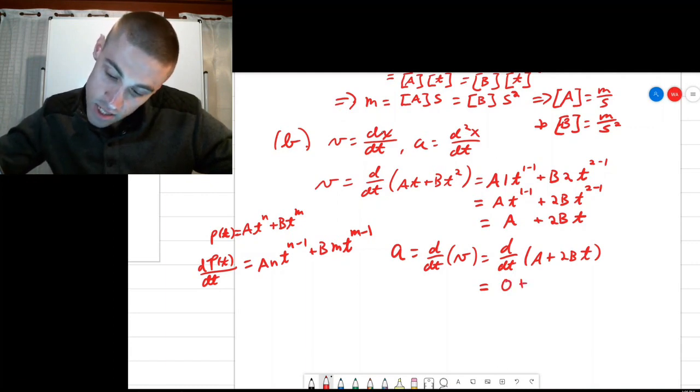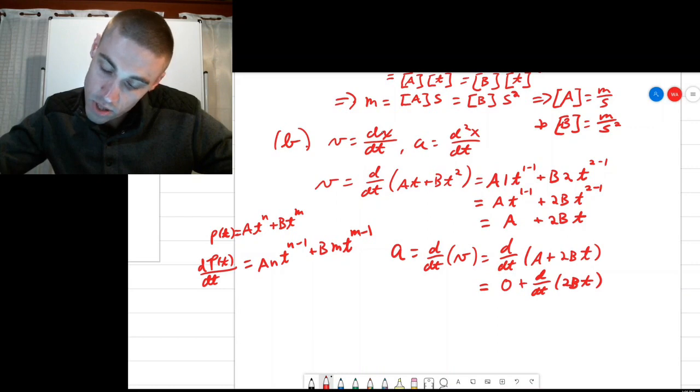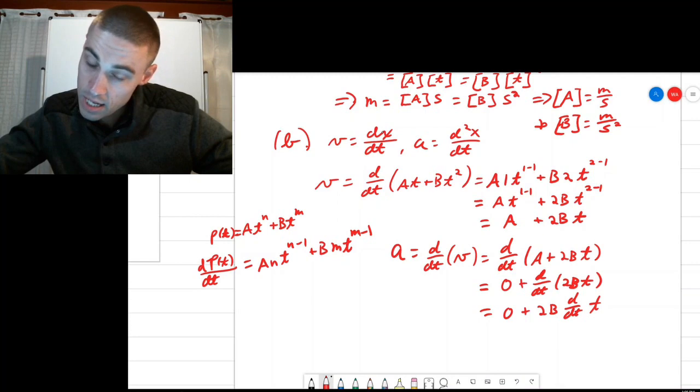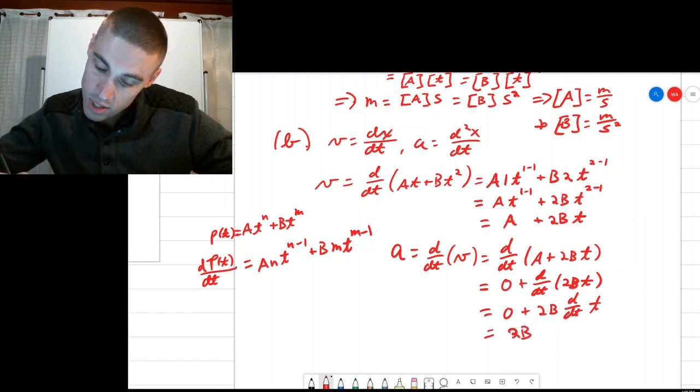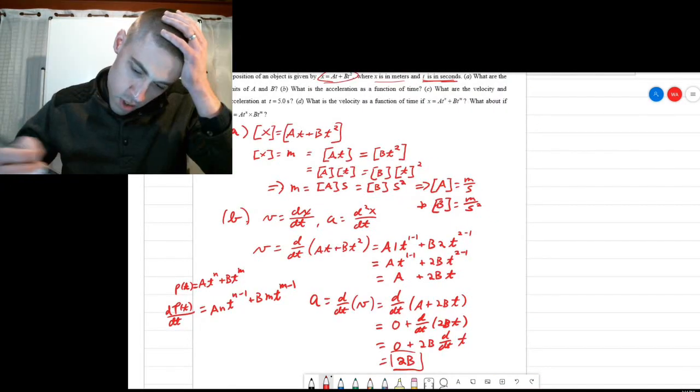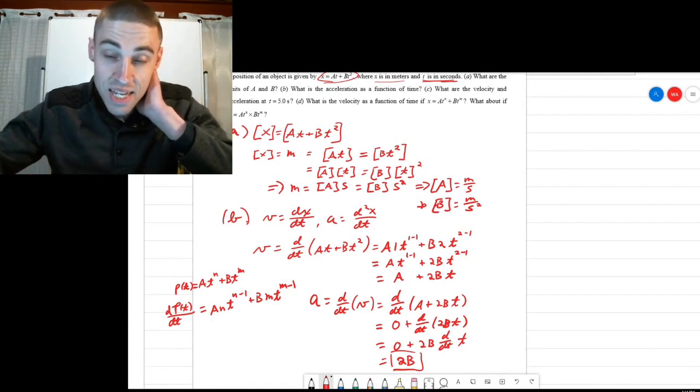Now, the derivative of the second term, d dt of 2b times t, is going to be, well, you can just pull out by the constant multiple rule this 2b out in front, 2b times the derivative of that first power of t that we had on the inside. And remember that the derivative of t to the first power was just 1. So acceleration is just 2b.